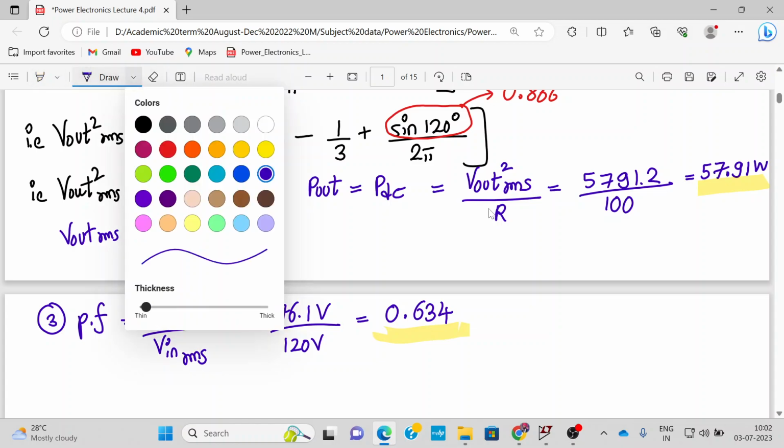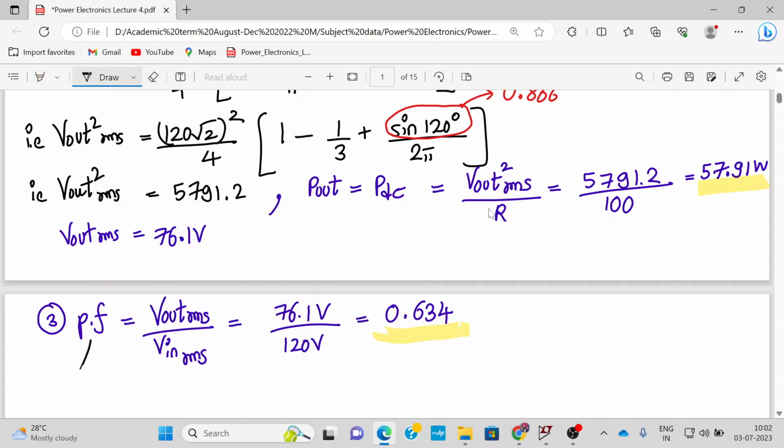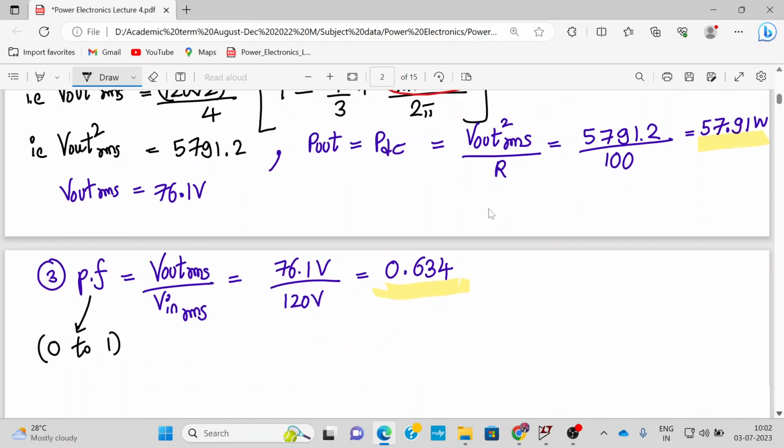Now always remember, there is one advantage of calculating power factor. Its value will always be between 0 and 1. Excluding 0 and 1, it is always between 0 and 1. Power factor value will be between 0 and 1.